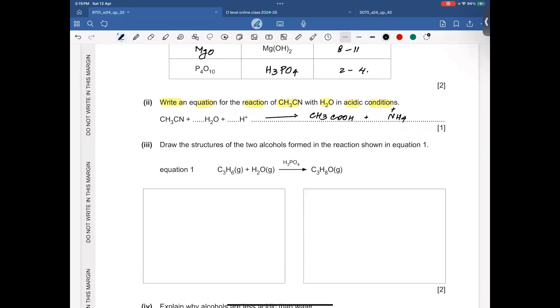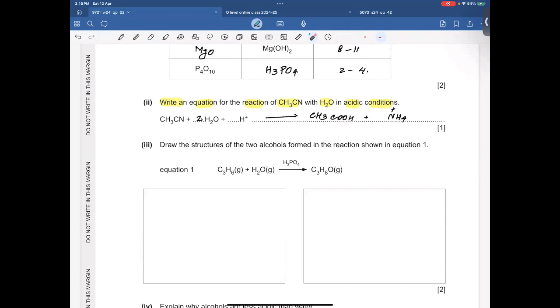Okay. Let me check how many oxygens we have here. 2 oxygen we have, 1 oxygen we have. So to balance 2 oxygen, put 2 here. How many hydrogen atoms here? 4 and 1, 5. Over here we have 4 and 1, 5.